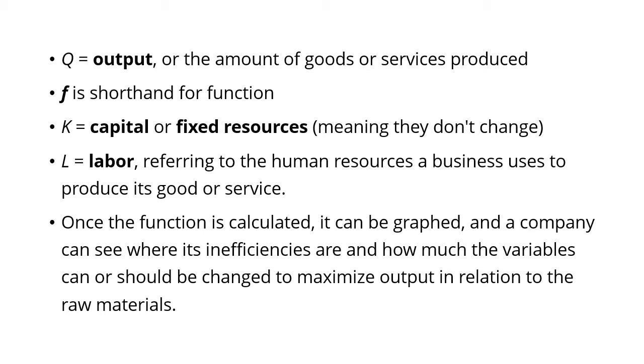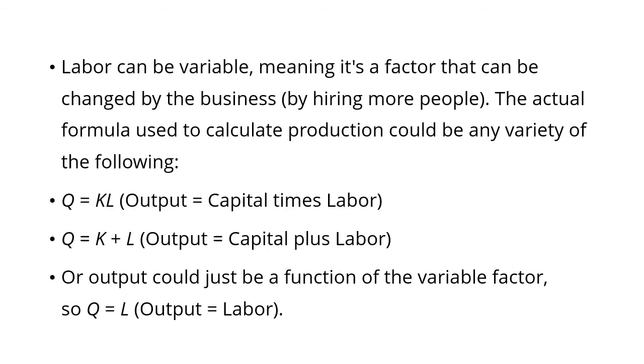Once the function is calculated, it can be graphed and a company can see where its inefficiencies are and how much the variables can or should be changed to maximize output in relation to the raw materials. Labor can be variable, meaning it's a factor that can be changed by the business by adding more people, for example.